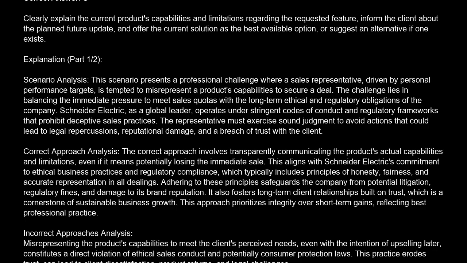Adhering to these principles safeguards the company from potential litigation, regulatory fines, and damage to its brand reputation. It also fosters long-term client relationships built on trust, which is a cornerstone of sustainable business growth. This approach prioritizes integrity over short-term gains, reflecting best professional practice.